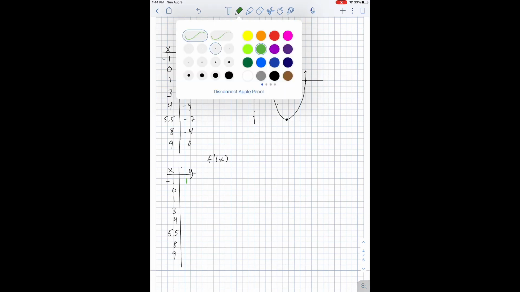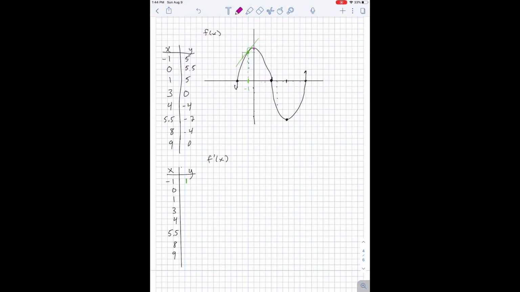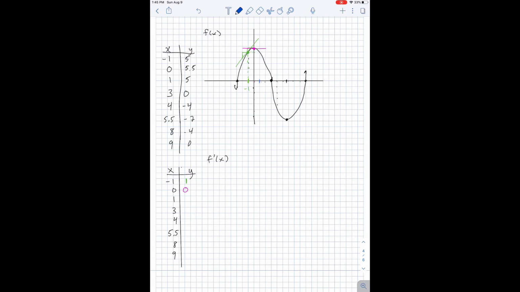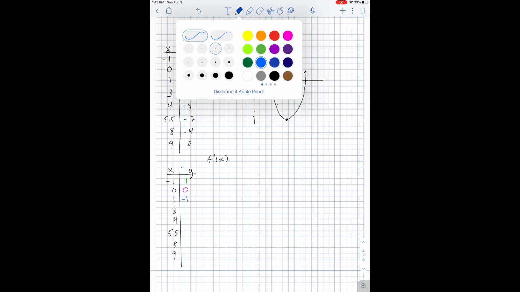Okay. What happens at 0? At 0, right here, if I draw a tangent line, that's a horizontal line right there. That's flat. So this actually has a 0 slope at 0. Next point, 1. Here's 1. Let's go up and draw our tangent line. And now all of a sudden the slope is negative, and it's roughly a -1, let's say.